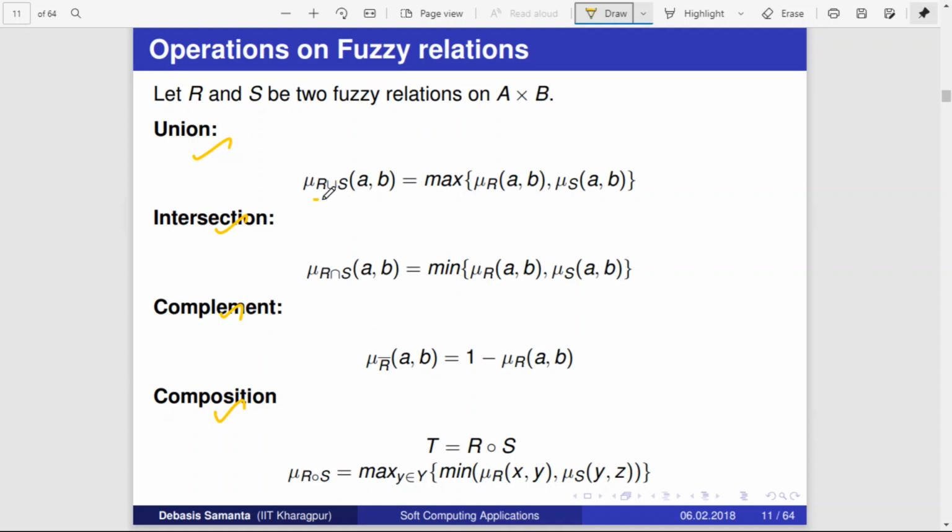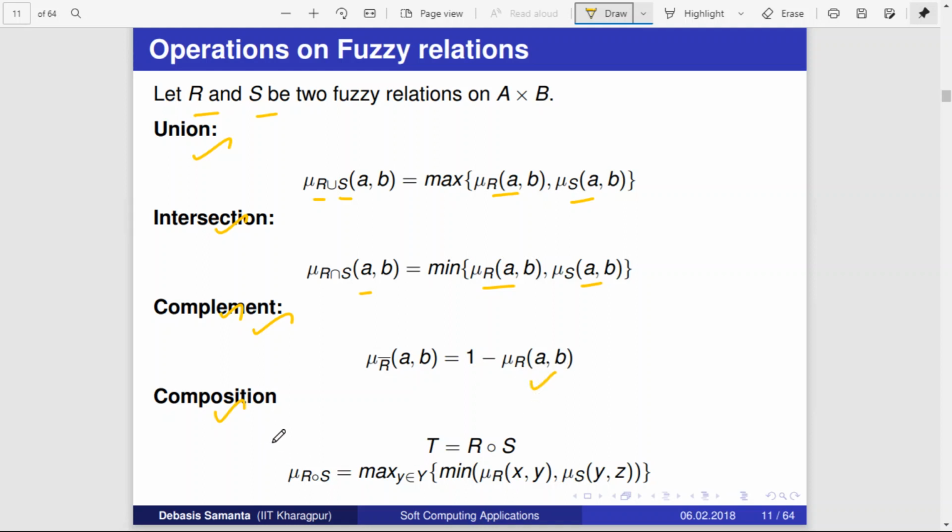So how to find a union, intersection, complement and composition on fuzzy relation? Given two fuzzy relations R and S on A cross B, how can we find its union? Union is nothing but the max of the first relation with the second relation. Intersection is the minimum of the first relation and the second relation, similar to what we discussed for a crisp set or crisp relation. Similarly, the complement of a relation is 1 minus that relation.